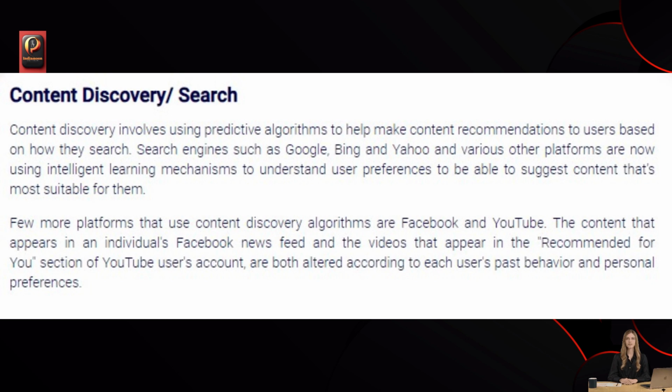Few more platforms that use content discovery algorithms are Facebook and YouTube. The content that appears in an individual's Facebook news feed and the videos that appear in the recommended for you section of a YouTube user's account are both altered according to each user's past behavior and personal preferences.